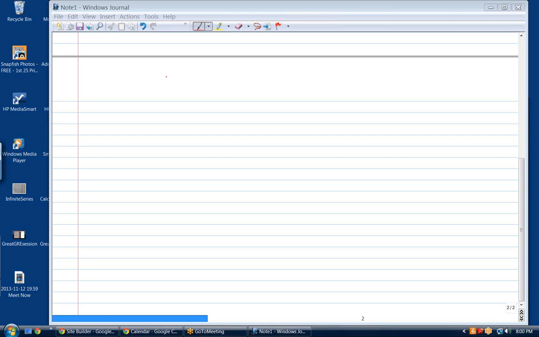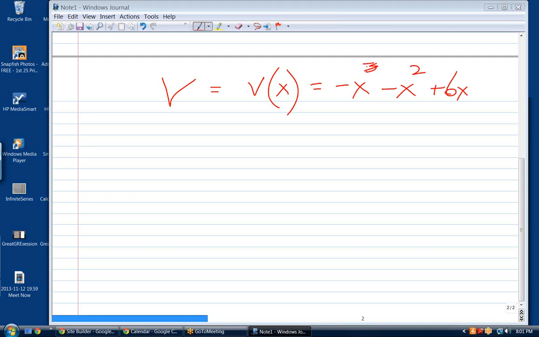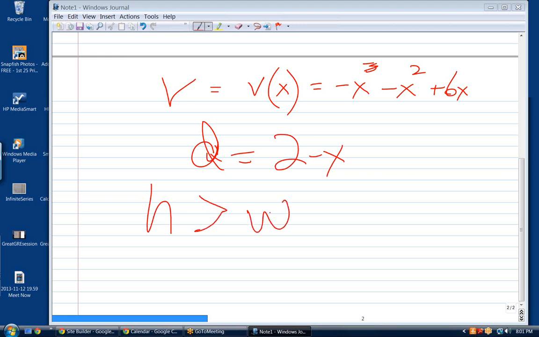This is the volume in cubic feet of a CD holder can be expressed as V of X equals negative X cubed minus X squared plus 6X, or, when factored, as the product of its three dimensions, the depth is expressed as 2 minus X. Assume that the height is greater than the width. And then it asks A, B, and C.